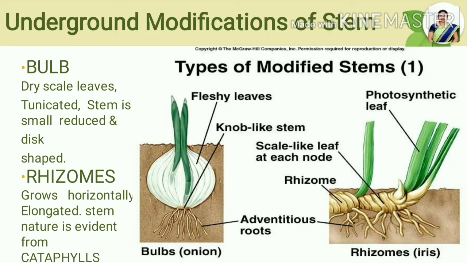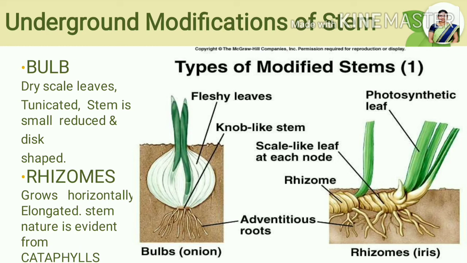Now study different modifications of stem. We'll begin with the underground modifications. Underground modifications of stem. Modifications perform various functions like storage of food, perennation, vegetative propagation, protection and photosynthesis. So modifications of the stem are classified on the basis of their structure, position and function. They are classified as aerial modification, subaerial modification and underground modification.